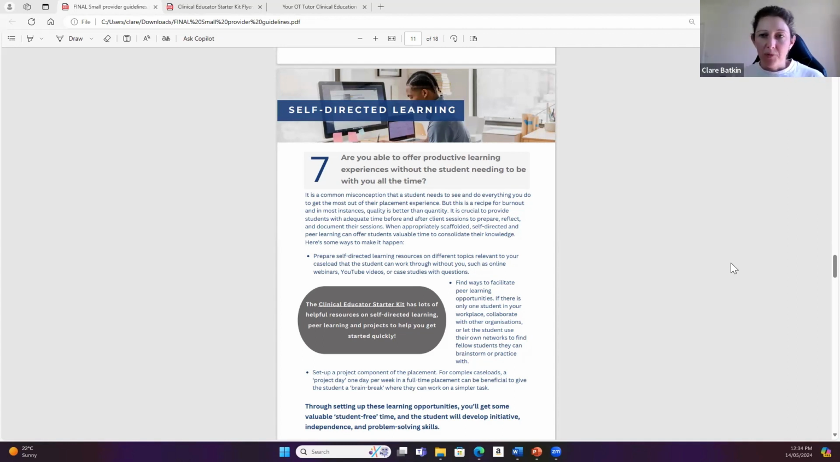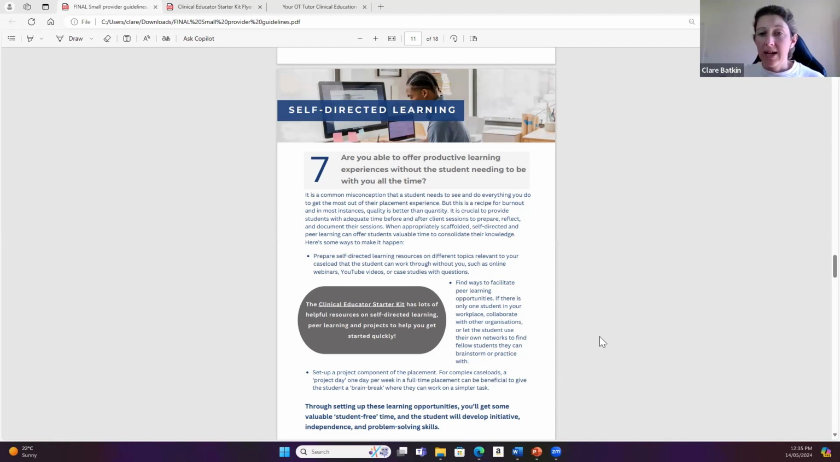Particularly with placement poverty, students are working part-time while doing their placements as the only way to survive and get through their uni degree. You need to be mindful of not overloading them during their placement hours and expecting them to do all that self-directed learning, reflection and planning at home, because often they need to work. If you scatter it during the day, it helps consolidate their learning without overwhelming them. So that's something to keep in mind.